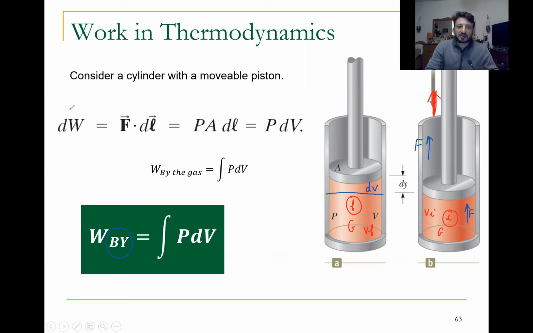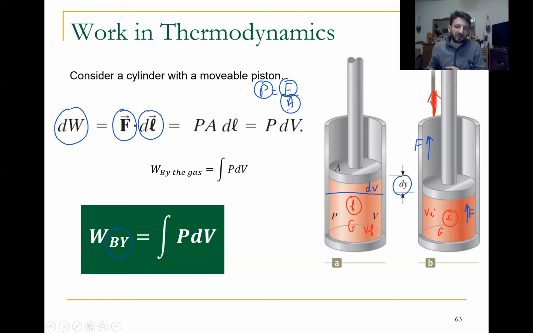So in general, the work done equals the F applied, let's say F is constant, times the displacement. You know the displacement is dy or dl in the general case. So F times dl. P equals F divided by A, or F equals P times A, is the relation between F and P.